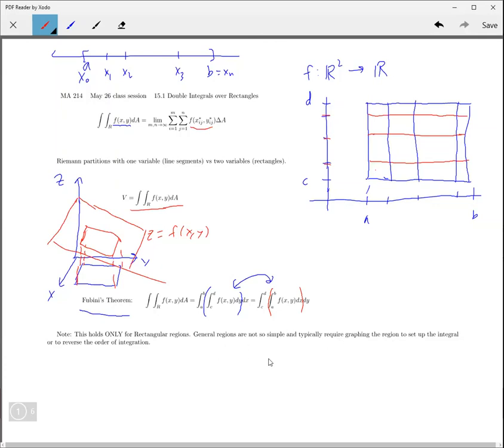So even just to set the integral up, you're typically going to have to graph the region, or at least have an idea in your head of what the graph is going to look like, and then do it that way. But you can't just switch the order. That's going to get you into a lot of trouble.